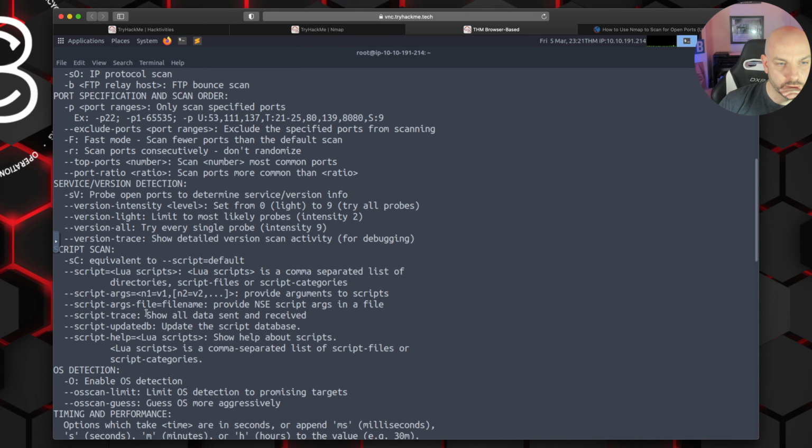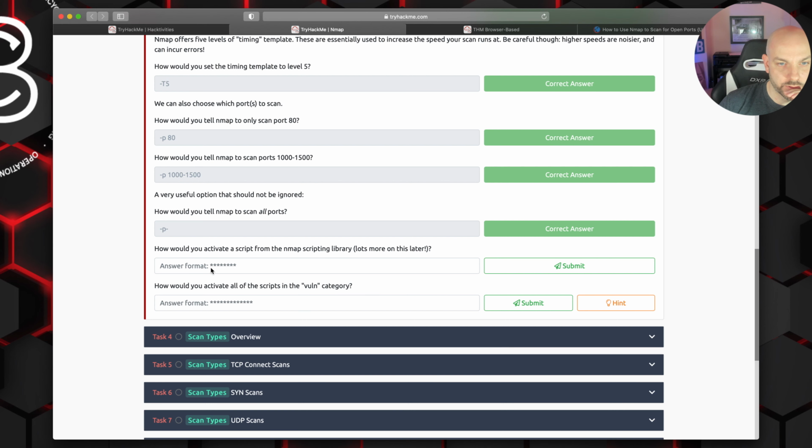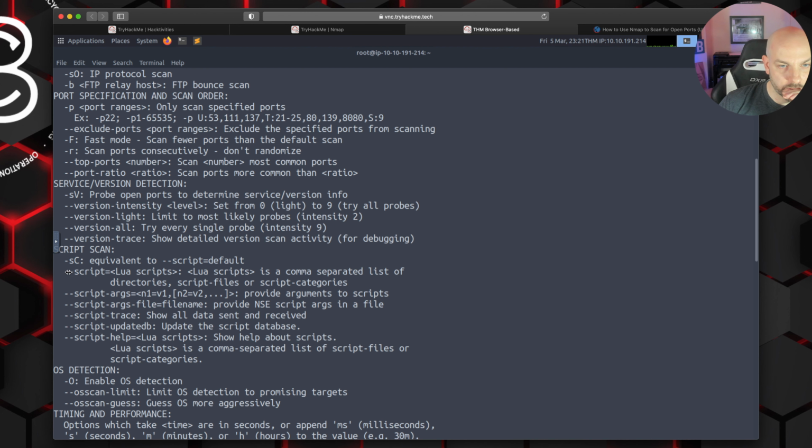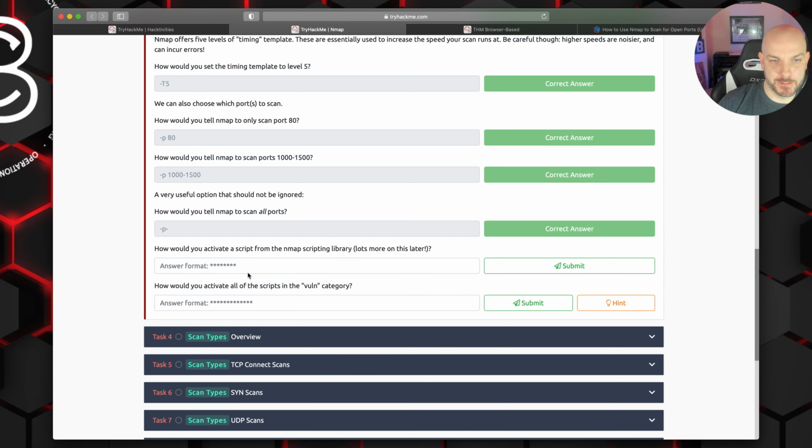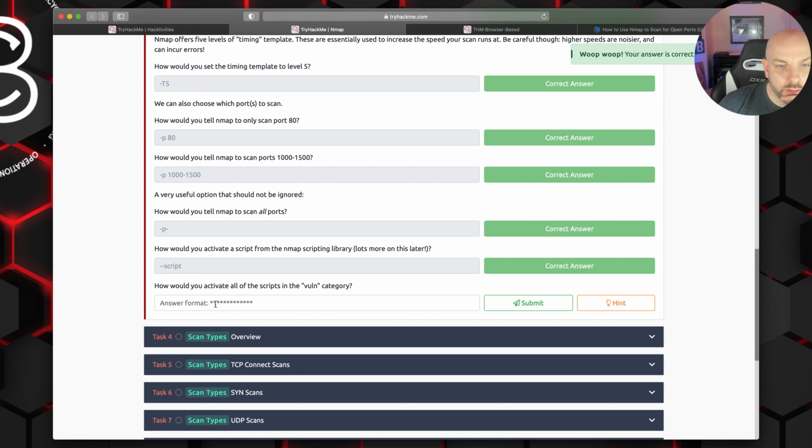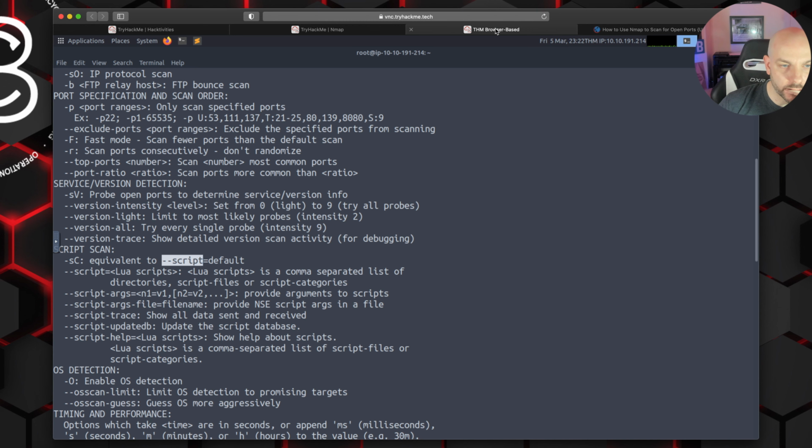Yeah, I'm not sure on that. 8 characters. 1, 2, 3, 4, 5, 6, 7, 8. Yeah, I don't know about that. I don't think that's right, but definitely not that. Okay. How do you activate all of the scripts in the vulnerability category?